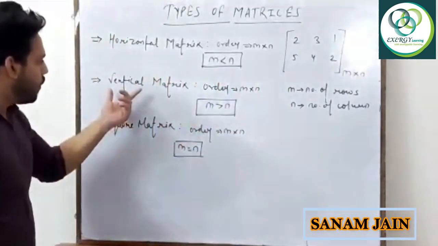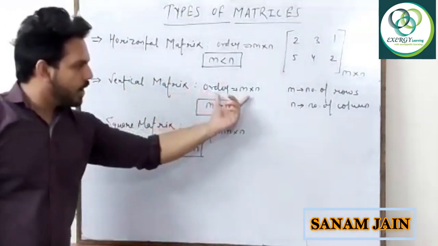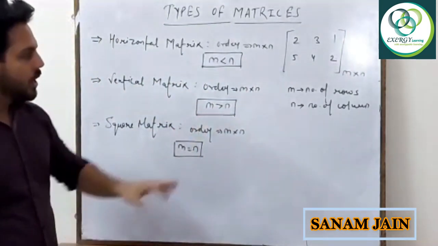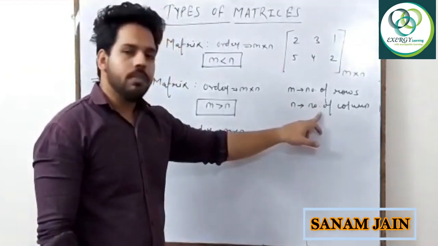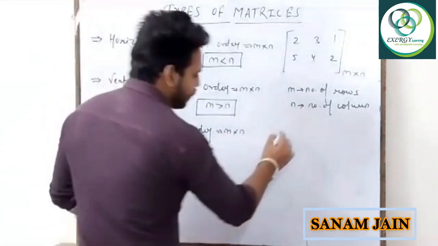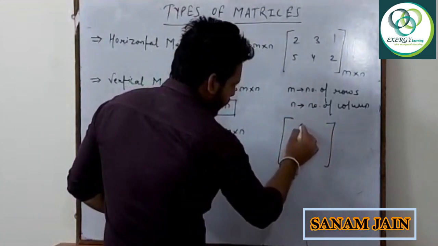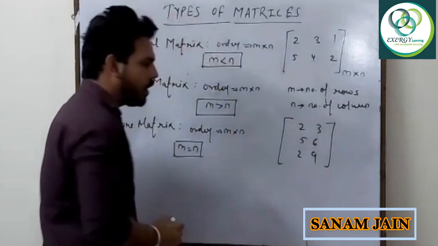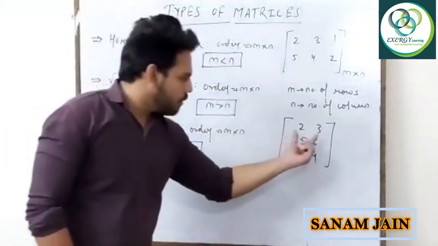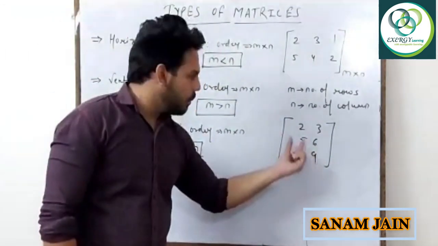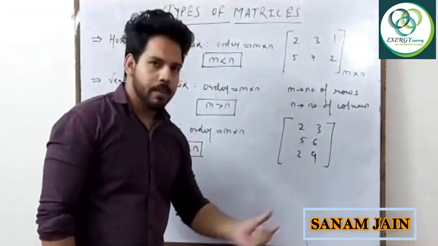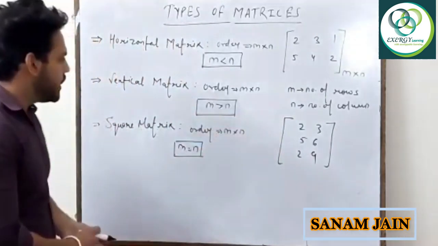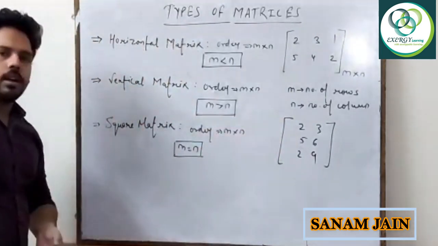Now for the vertical matrix, the order is m by n, but there is also a condition that m is greater than n. What does it mean? That the number of rows is greater than the number of columns. For example, just suppose I have written 2, 3, 5, 6, 2, 9. In this you can see the number of rows is 3, but the number of columns is 2. That means the number of rows is greater than the number of columns. So this kind of matrix is known as a vertical matrix.